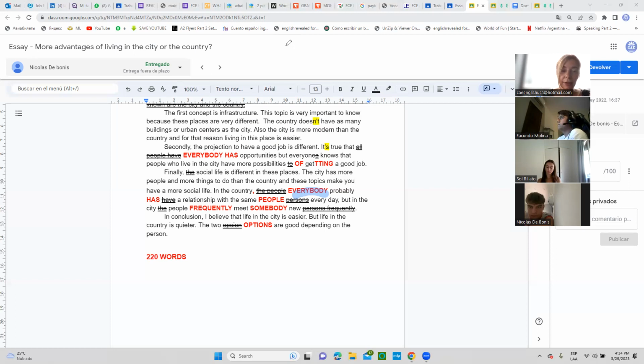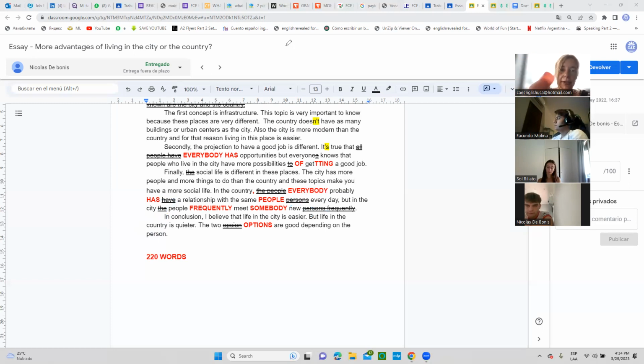But in the city, people, we're talking about people in general, people frequently meet somebody new. You had put, Nico, "but in the city, the people meet new persons frequently." Okay, remember that frequently is an adverb of frequency. The adverbs of frequency, we put them before the main verb. So, people frequently meet somebody new. And this way, we avoid putting persons again. We have persons here. We avoid putting people because we have people many times.